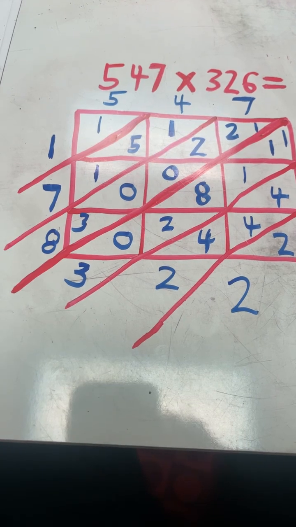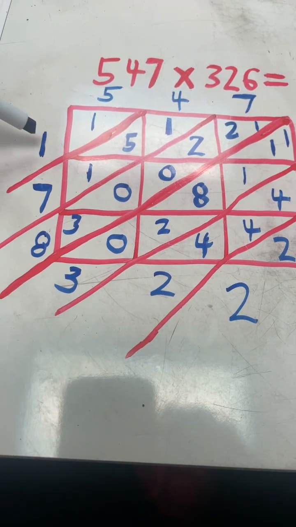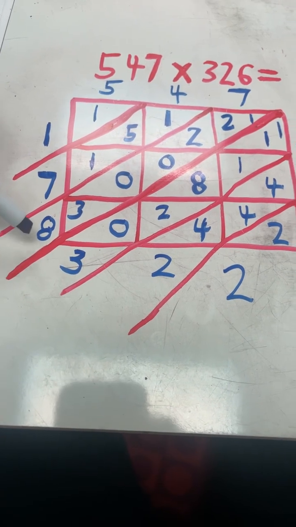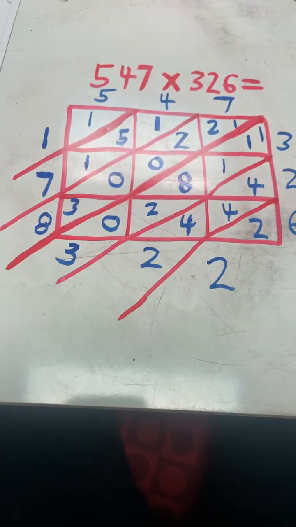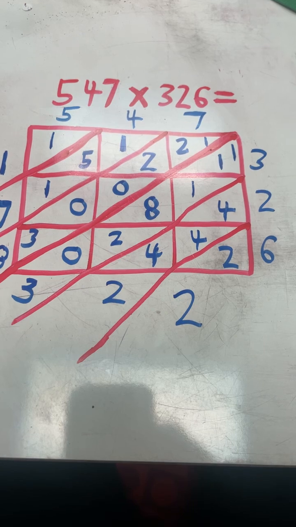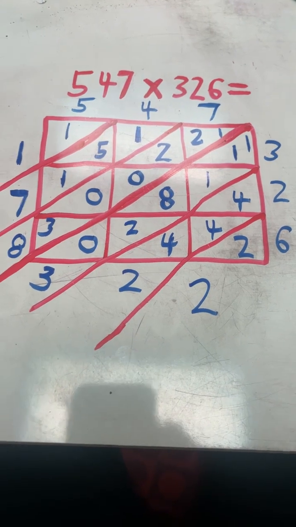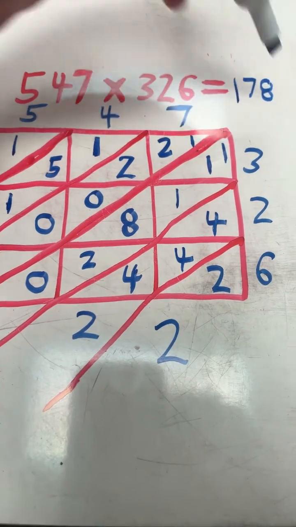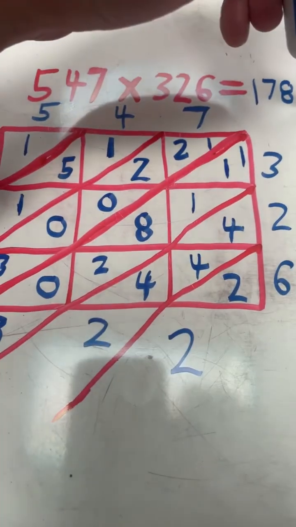Now we're going to read the number from left to right. So we have our final answer, 178,322. So 547 times 326 equals 178,322.